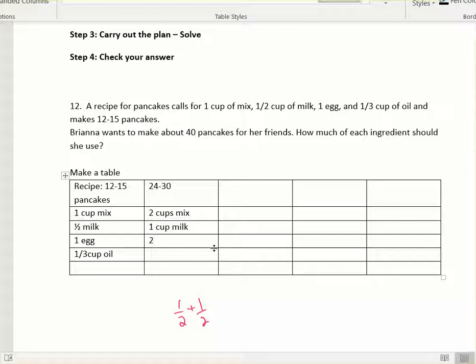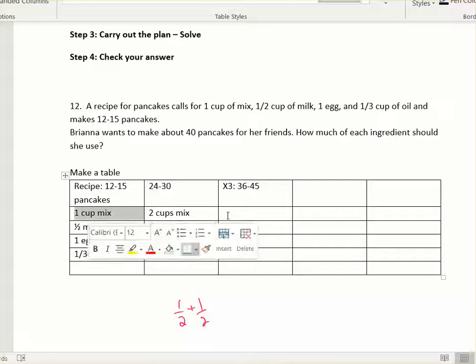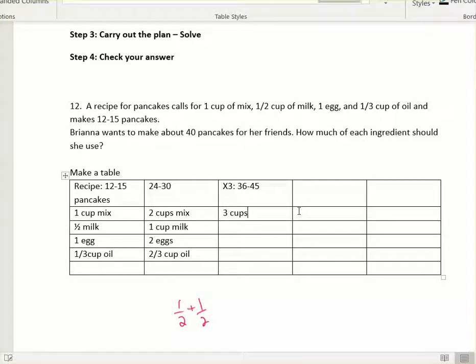1 egg plus 1 egg is 2 eggs. And 1/3 plus 1/3 is 2/3 cups oil. Okay. Now if I want to take and triple my recipe, that means I need to take everything in this row and multiply it by 3. Everything in the first row multiplied by 3 to triple it. So that will give me 12 times 3 is 36 pancakes. 15 times 3 is 45. So if I take 1 cup of mix times 3, that's 3 cups of mix.